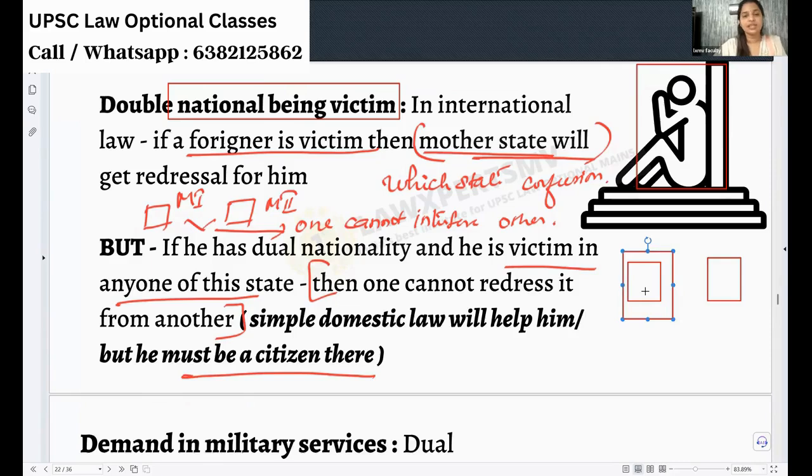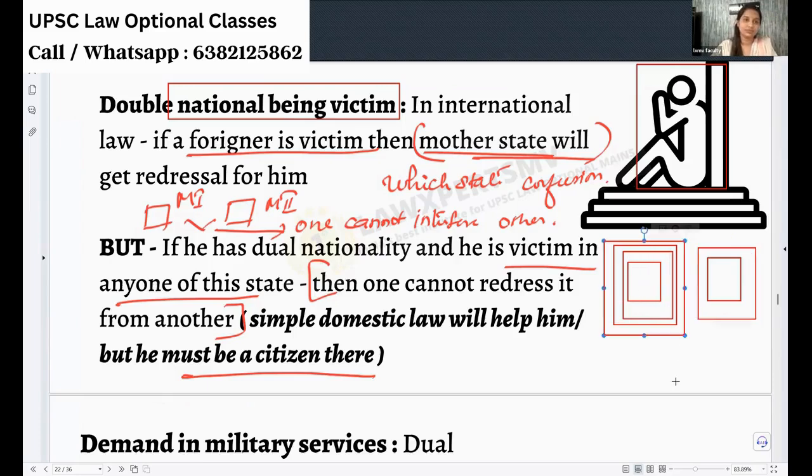Whether this other state can come and save you, no, that cannot be done. You will be dealt with according to the domestic law of the state where your physical presence is, or another state also can take action against you under its own domestic law, and no other state can save you. Say, for example, you are a citizen of Australia as well as UK. Now you are staying in UK and there is some problem for you. Whether Australia can come and save you in UK, no, it cannot do it. That will be a problem.